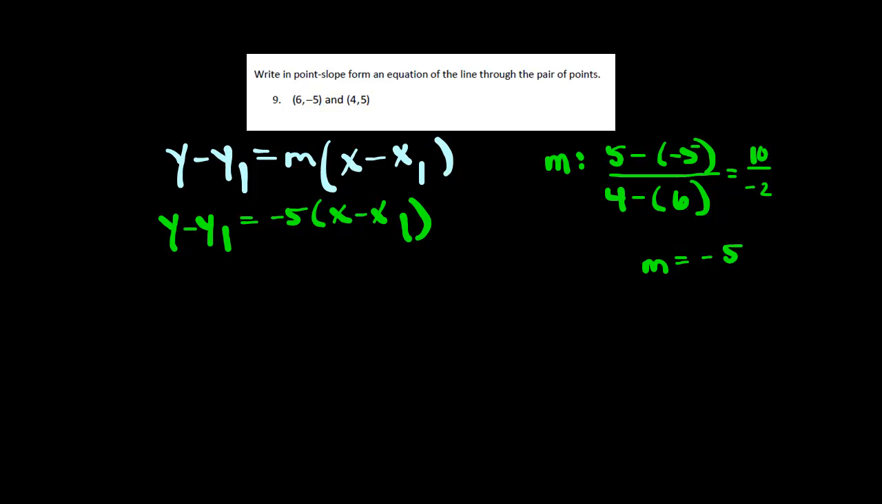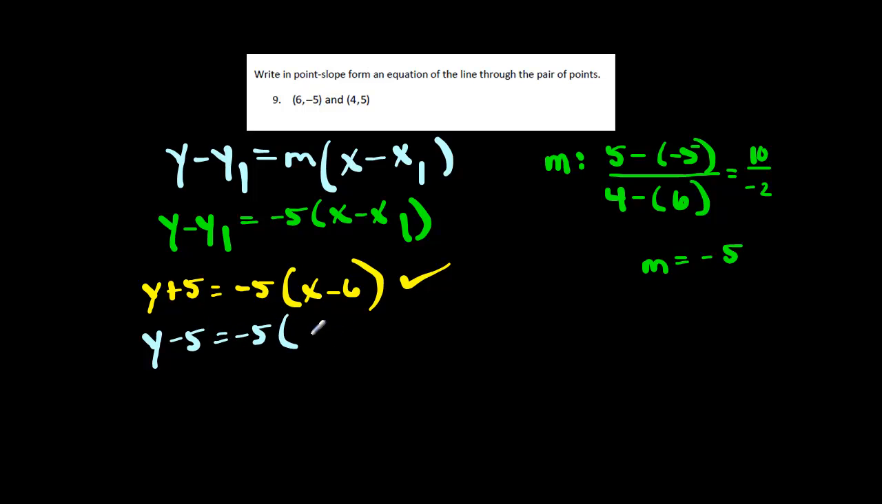And then now I'm going to get my 2 answers by substituting these 2 points in. You don't need to get 2 answers, but I'm going to throw both of them down just in case half of you did one and half of you did the other, so you at least know that you got them right. So if you're plugging in 6, negative 5, you're going to have y minus negative 5, which is y plus 5, equals negative 5 times x minus 6. There's your first answer. Your second answer is going to be y minus 5 equals negative 5 times x minus 4.